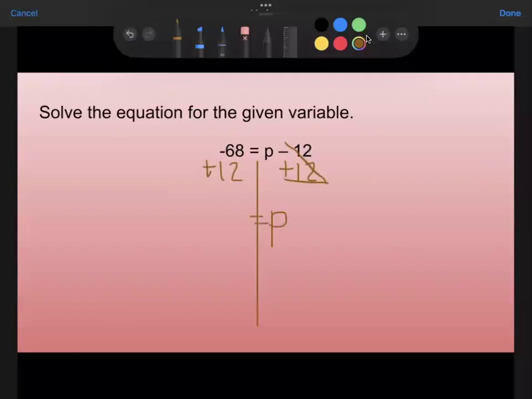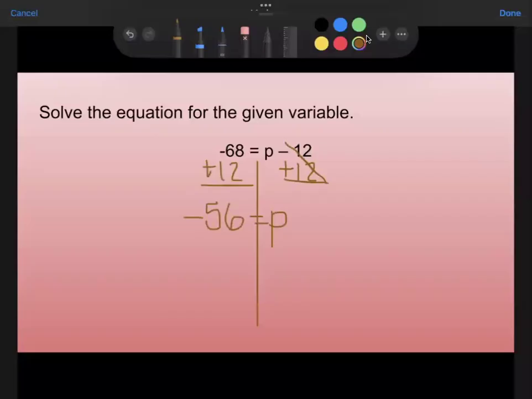Now I just need to calculate what negative 68 plus 12 would be. So if you go back to your integers rules of adding integers, you end up with negative 56. So p equals negative 56.